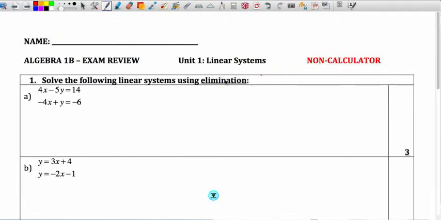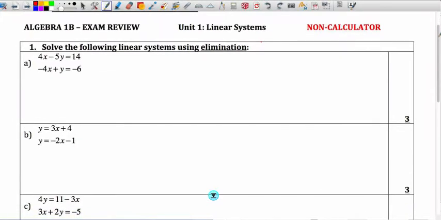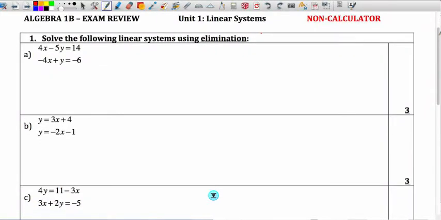Okay, so this is the Unit 1 Linear Systems review questions for the exam. I'm going to show you the solutions to these while I talk you through them. What we're doing first is the non-calculator portion, so obviously you're allowed the 4-function calculator but not the TI Nspire. We're solving systems of equations by elimination, and remember our end result should be two answers, an x value and a y value.